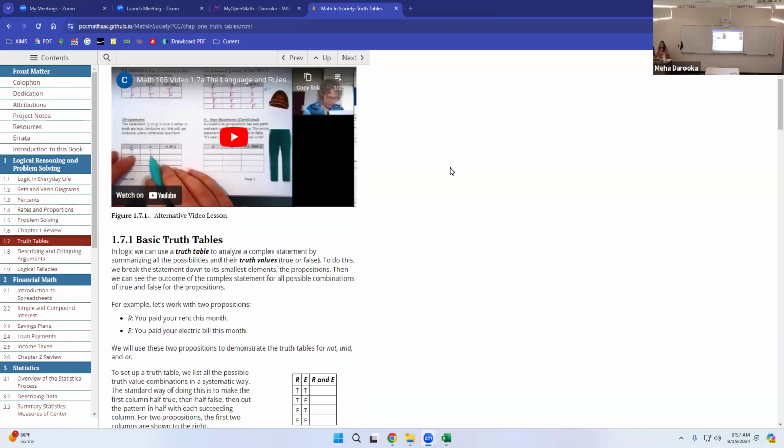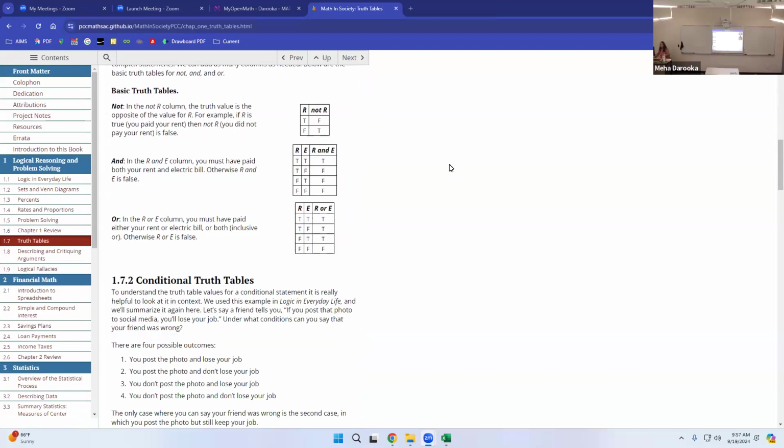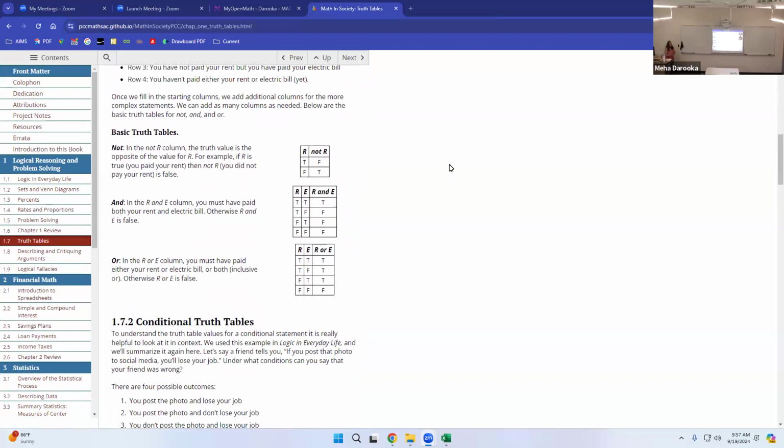Alrighty, guys, so we need to get back to truth tables. So let's do a quick review before we get into solving some of them. So these people will not be able to see what I write on this.